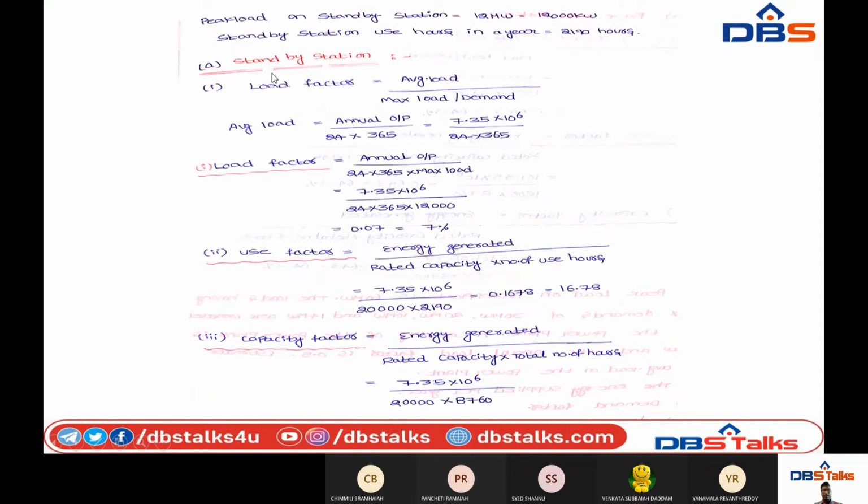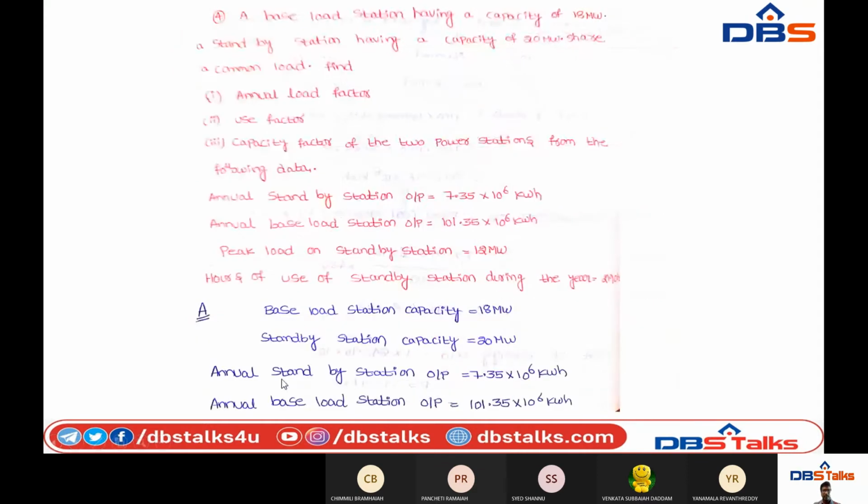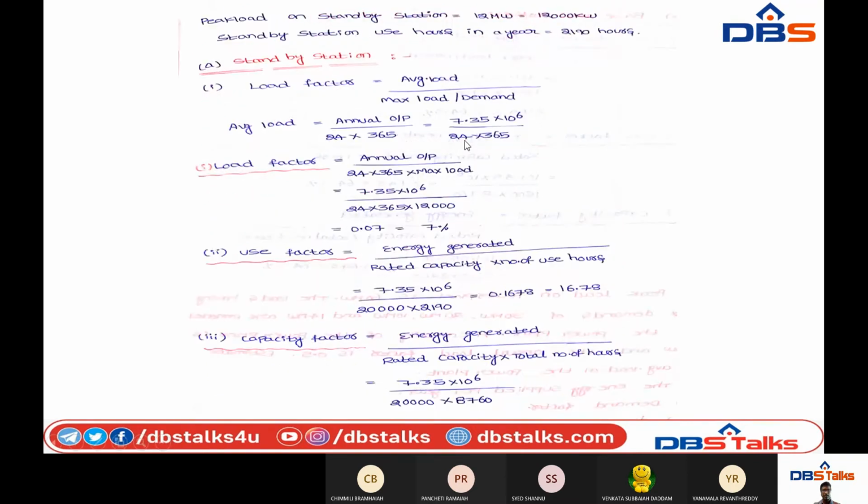First of all, I am calculating the value of load factor. I know the relation to find the load factor: it is average load divided by maximum load or maximum demand. Average load can be found by using annual energy generated, or annual output, divided by 365 × 24, that is 8760. Annual output for standby is 7.35 × 10^6 divided by 365 × 24.